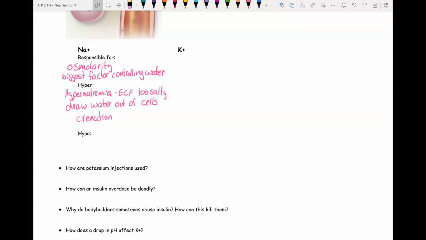If you don't have enough, that would be hyponatremia. This would mean that your extracellular fluid is too diluted. There's not enough salt. And this would cause water to enter your cells, and you would get lysis, and your brain would swell.